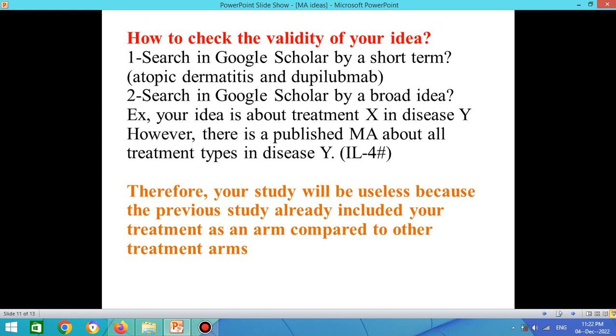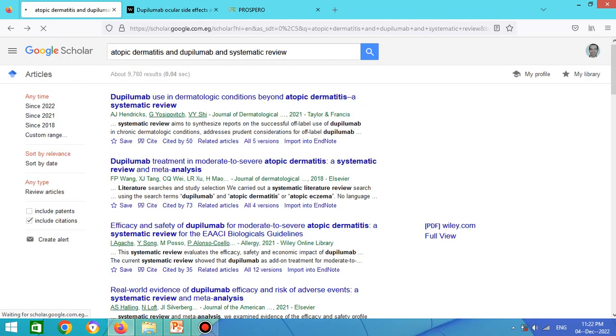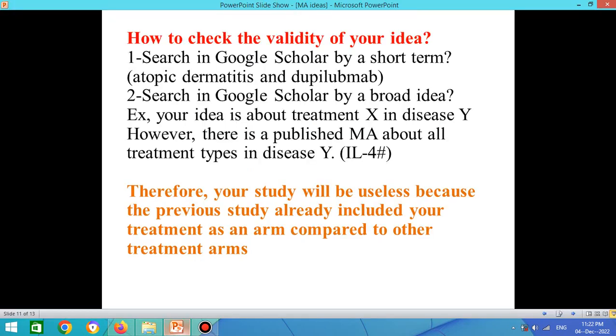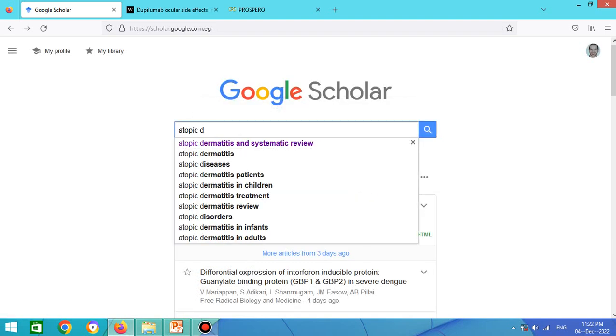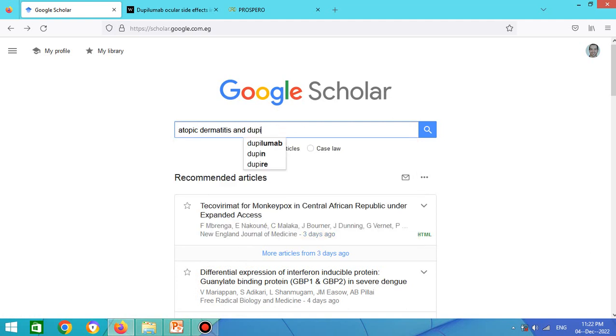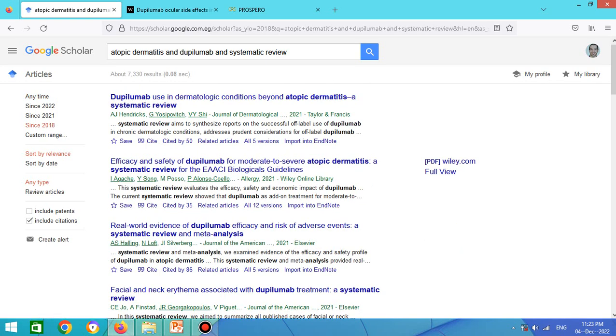You have to search in Google Scholar for a short term. In our study, we are focusing on atopic dermatitis and dupilumab. So we will write here atopic dermatitis and dupilumab and ocular manifestations and systematic review at first. We will limit the search for 2018 and see what the systematic reviews are about dupilumab and atopic dermatitis.